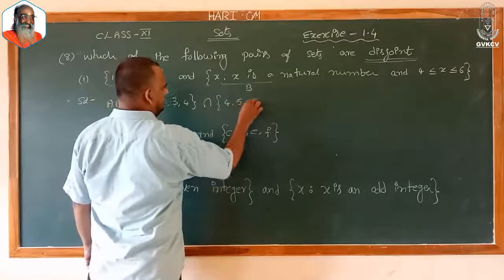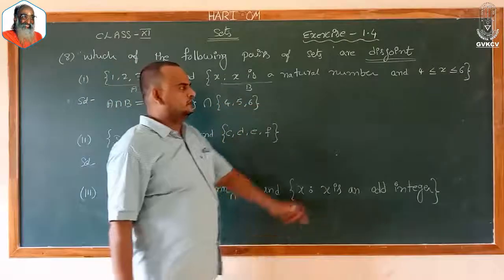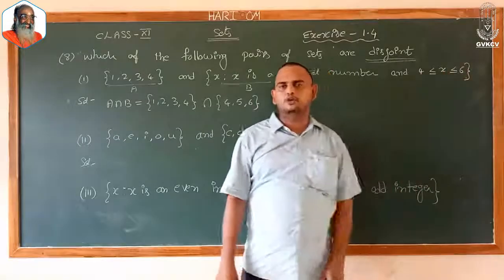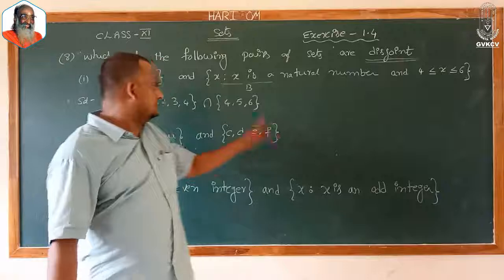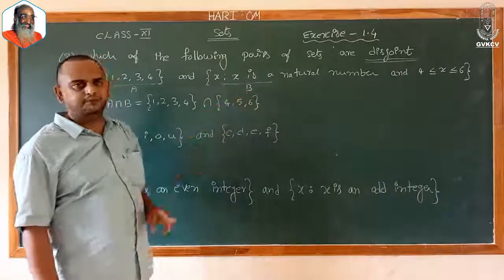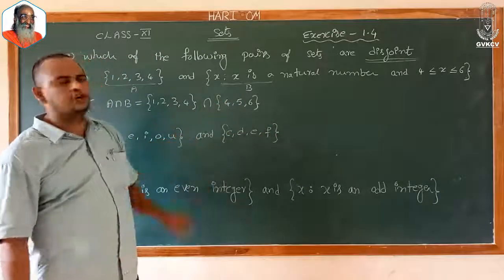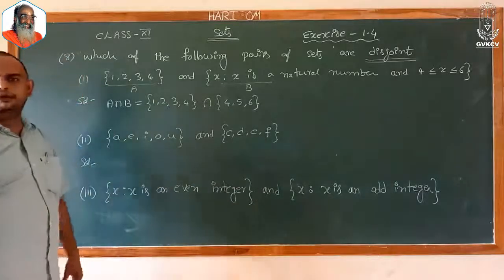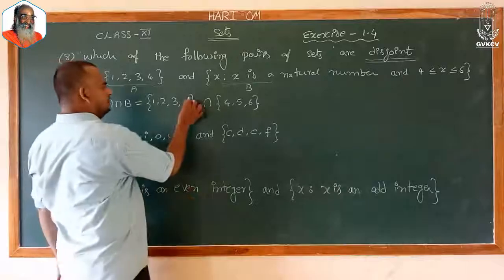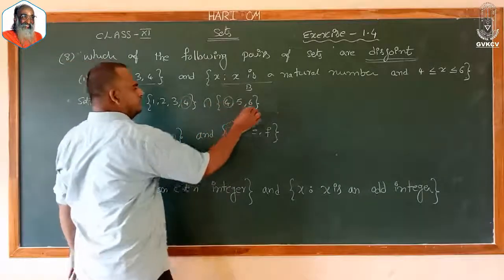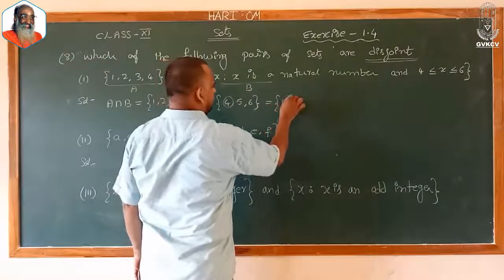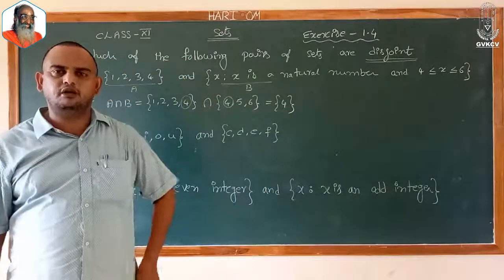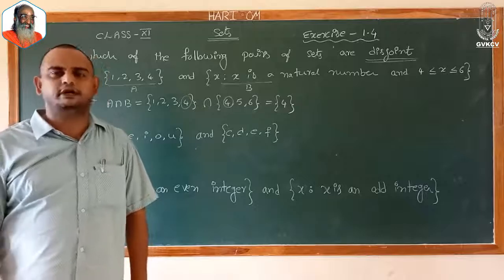Set B is nothing but 4, 5, 6, because the given condition is 4 less than or equal to x less than or equal to 6. So these are the elements under set B. Now tell me, do you have any common element between these two? Yes, we have a common element. What is the common element? 4. When we have a common element, the sets are called not disjoint sets.